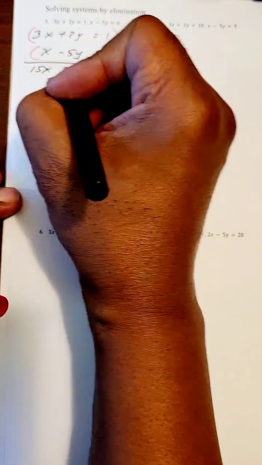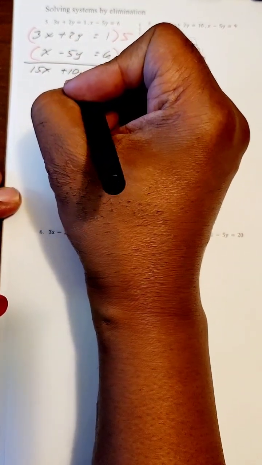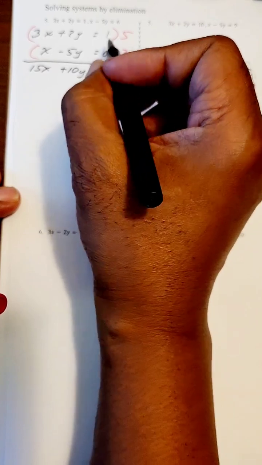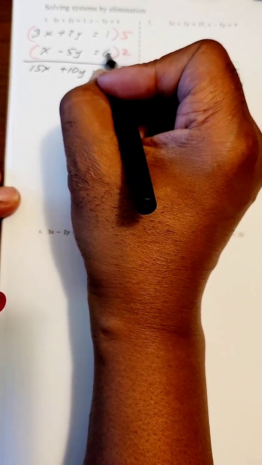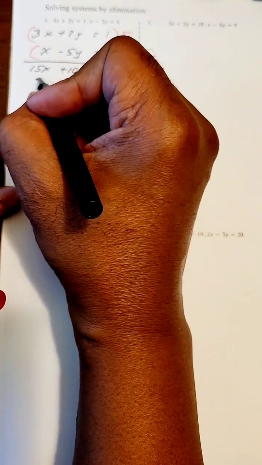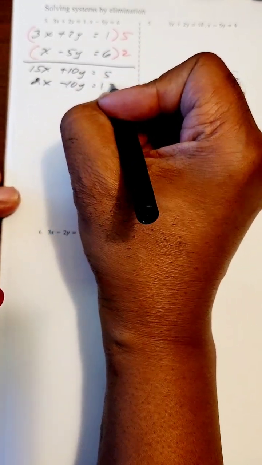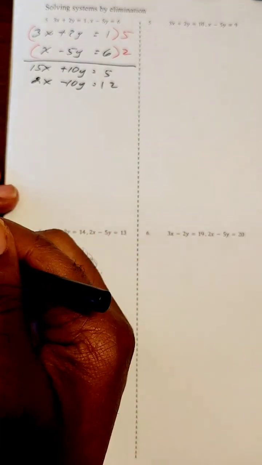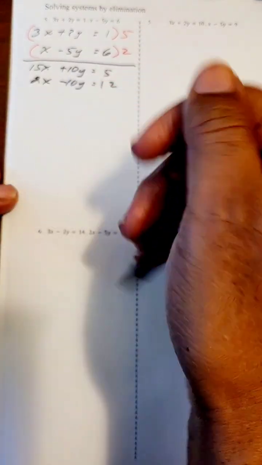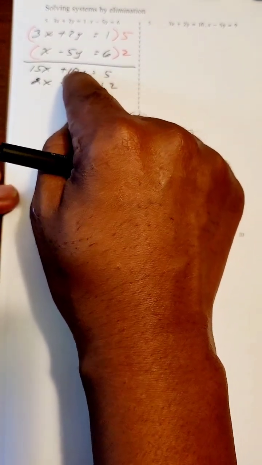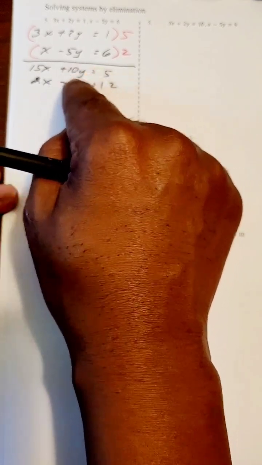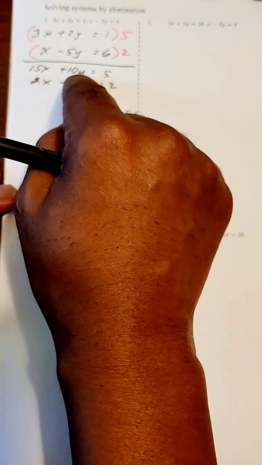Okay. So as a result, this top line, if we distribute our 5, will become 15x plus 10y equals 5. Now, if I distribute my 2 to each of these, this will become a 2x, a minus 10y, and a 12. Now we have additive inverses of 10y and a negative 10y.